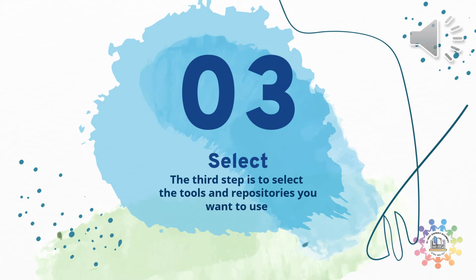This section introduces the third step in the 5-step process, which is how to select the tools and repositories to be used in locating and sharing your renewable assignments.